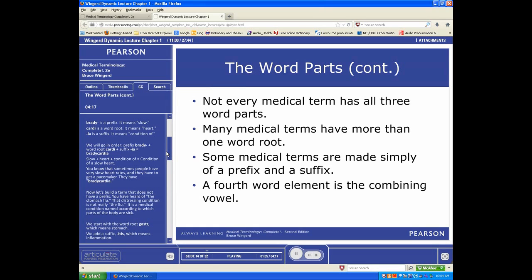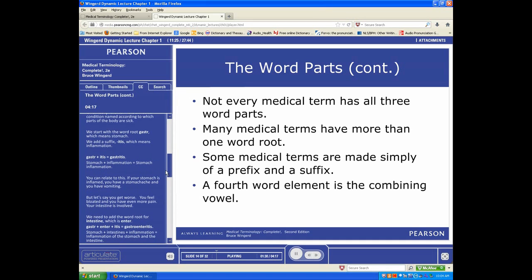We start with the word root gaster, which means stomach. We add a suffix, itis, which means inflammation. Gaster plus itis equals gastritis. Stomach plus inflammation equals stomach inflammation. You can relate to this. If your stomach is inflamed, you have a stomach ache and you have vomiting.